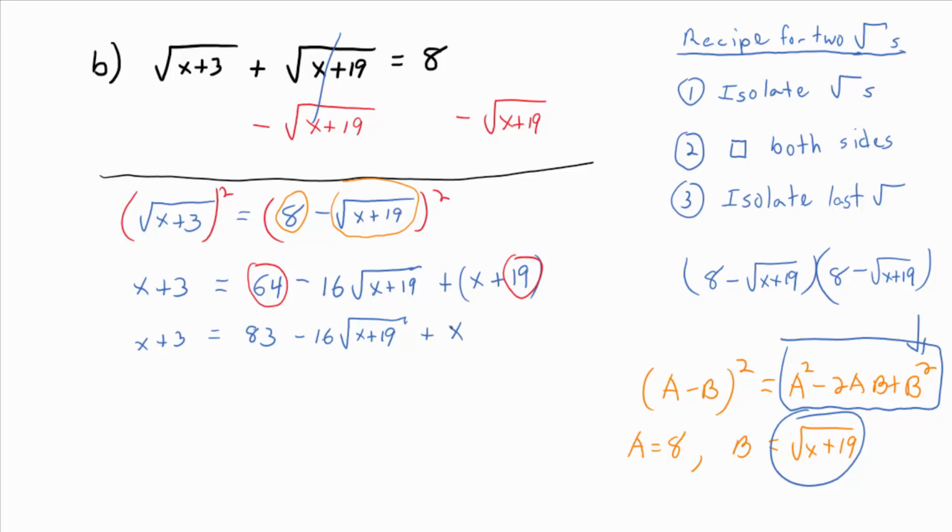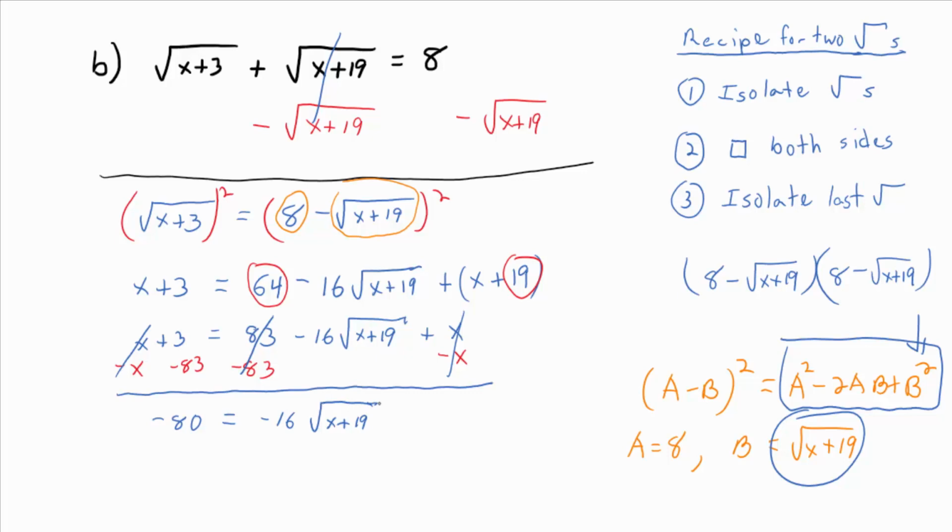Okay, now I want to work towards isolating the term with the radical in it. So what could I subtract from both sides? Yeah, so I'm going to go ahead and subtract the x's, line them up, and I'm also going to subtract 83 because I'm isolating the term with the radical in it. And if I do that, what do I get on the left side? The x's go away. What do I get? Negative 80. Oh, that's interesting. Equals, gone, gone, negative 16 times the square root of x plus 19. Everybody buy that? So that was step 3. We isolated the last radical.